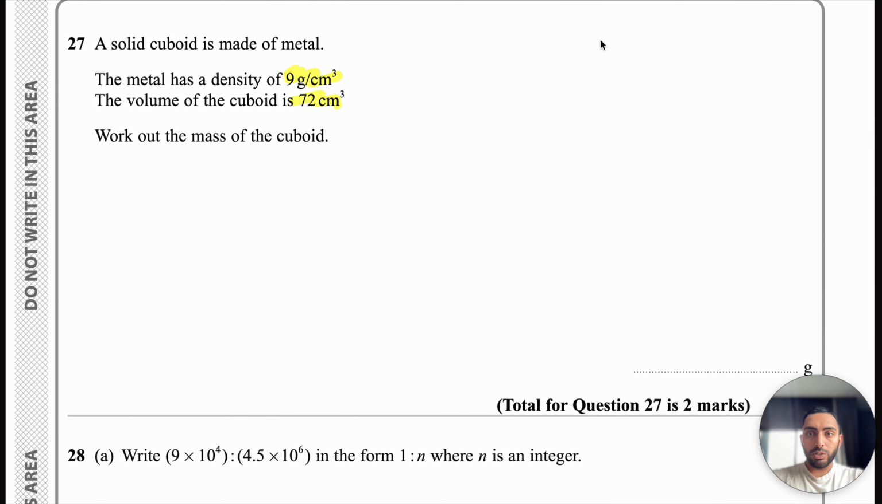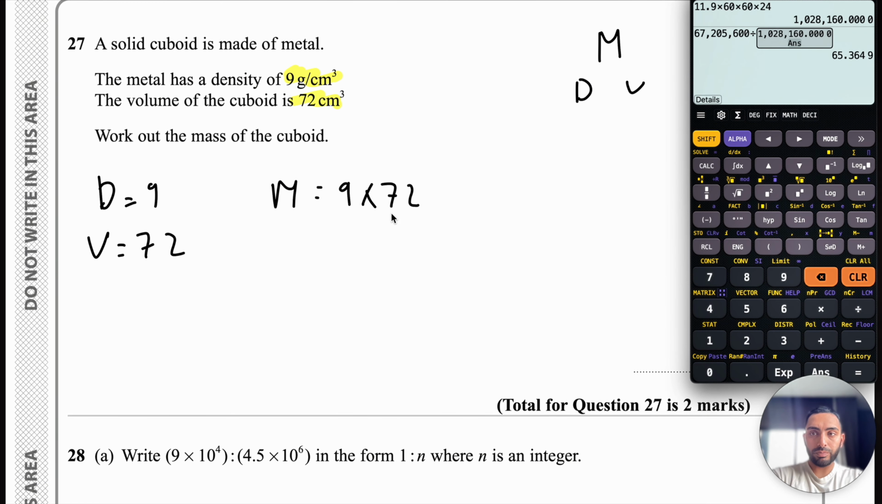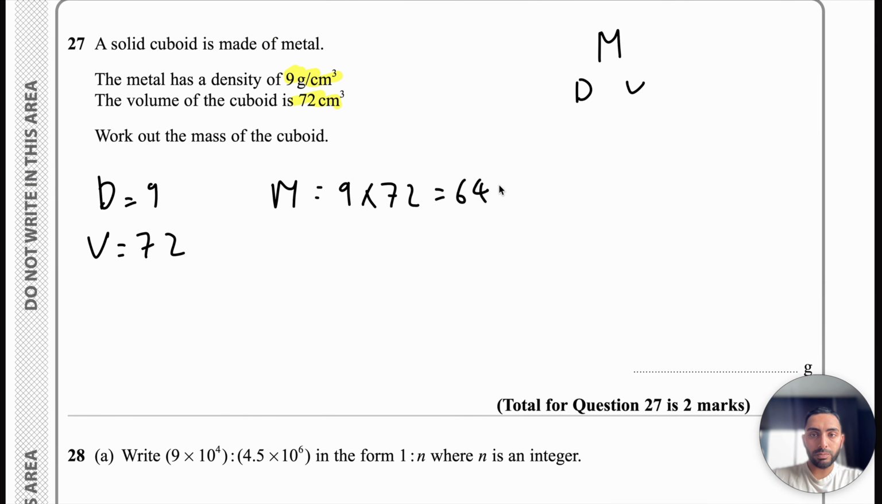The formula triangle that we're going to be using here is mass, density, and volume. We have the density, which is 9, and we have the volume, which is 72. We're trying to find the mass, so we're going to do the density multiplied by the volume. We're doing 9 times 72, which is 648 grams.